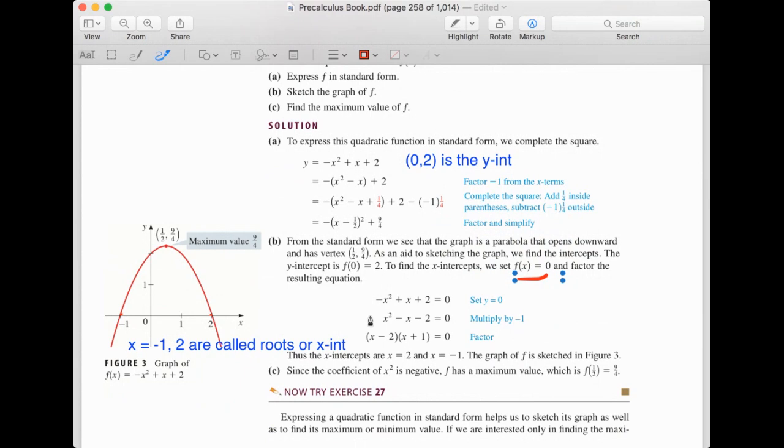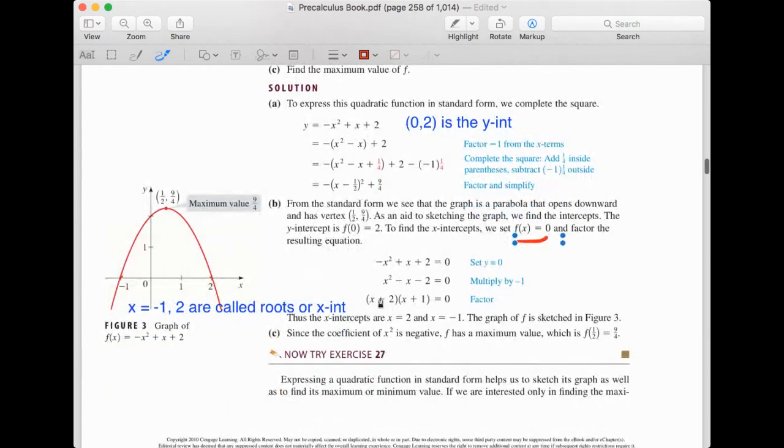First, we multiply by -1 because we don't like the negative sign before x squared. We multiply by -1, negative becomes positive, so everyone will multiply by negative. So that becomes x squared minus x minus 2. Then we put this in factor form: x minus 2 times x plus 1 equals 0. So we solve this one.